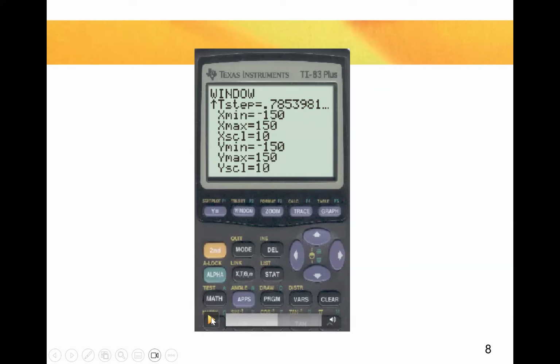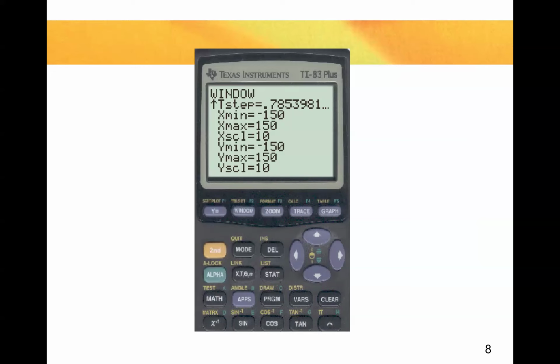Let's stop there. Make sure you're all good to go. Okay, are we good there? Let me check here. Negative 150, 150, 10.